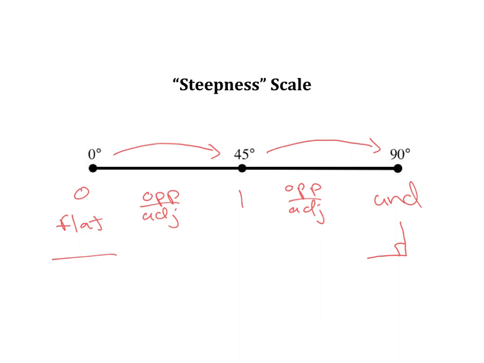So again, just to summarize, we start with a tangent ratio of 0. As we get closer to 45 degrees, our tangent ratio is getting closer to 1. And then past 45 degrees, our tangent ratio again increases until we get to 90, where we have an undefined tangent.